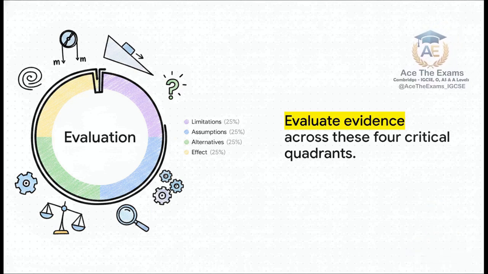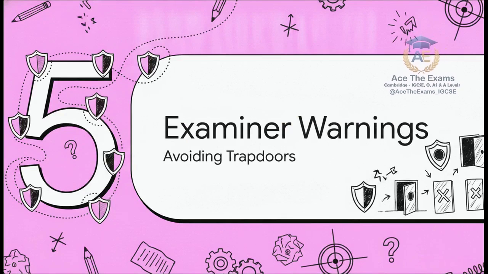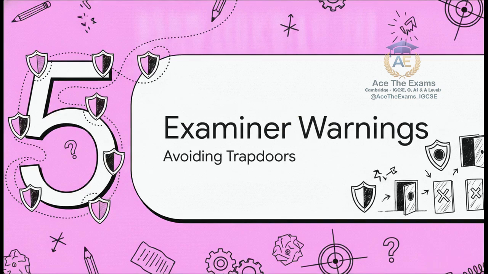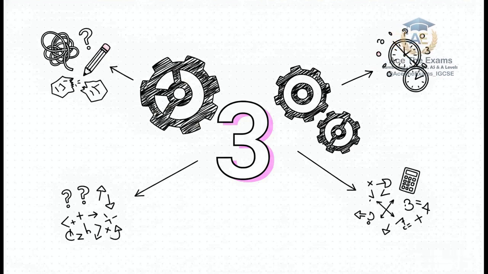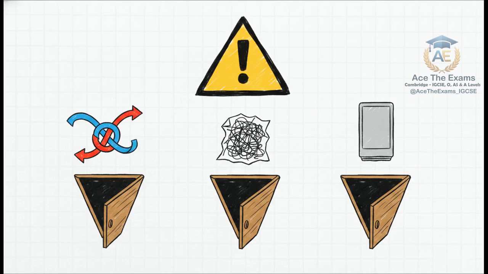Finally, Section 5, Top 3 Examiner Warnings. Let's talk about avoiding the trapdoors. For our final stretch, we're shifting into defensive strategy. We've done deep dives into the principal examiner reports. And you know what? There aren't 100 different ways students fail. There are exactly 3. 3 massive repeating pitfalls that consistently drop candidates out of the A-star bracket year after year. Let's break down these 3 trapdoors.